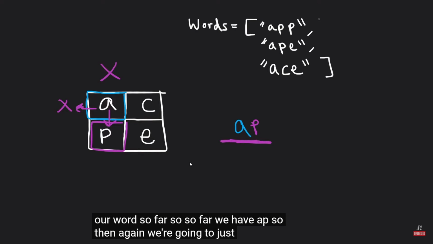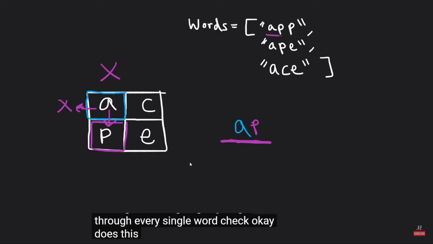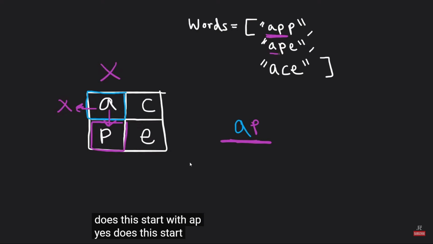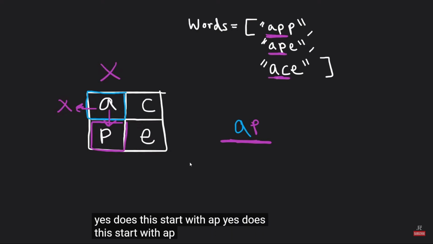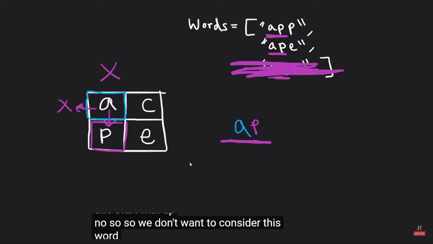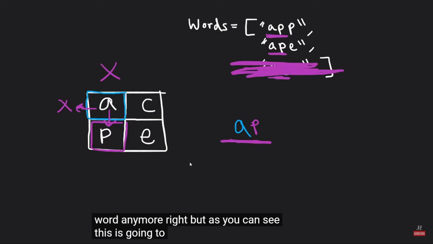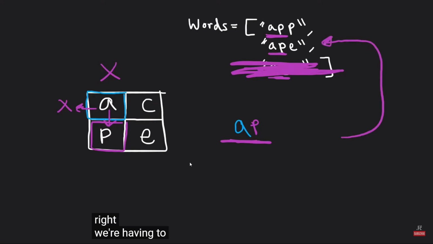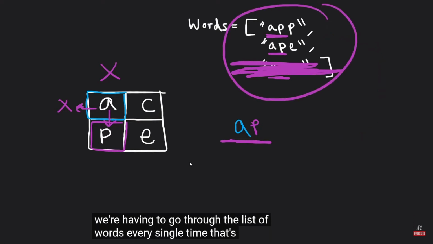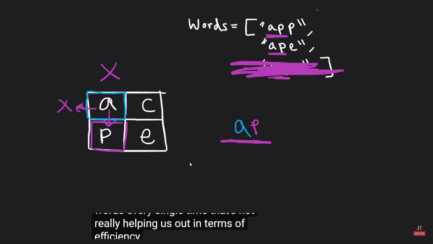So then again, we're going to have to just go through every single word and check, okay, does this start with AP? Yes. Does this start with AP? Yes. Does this start with AP? No. So we don't want to consider this word anymore, right? But as you can see, this is going to get kind of complicated, right? We're having to go through the list of words every single time. That's not really helping us out in terms of efficiency.